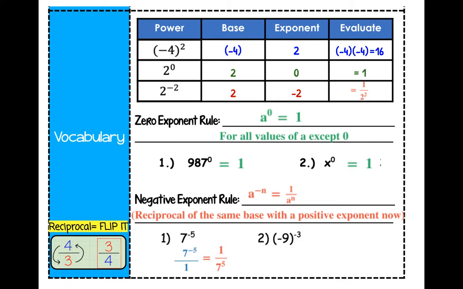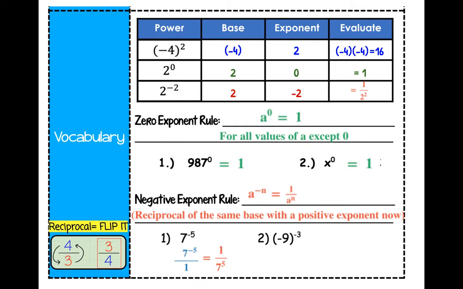Notice how now my 5 is a positive exponent. In the negative exponent rule, you're taking the reciprocal of your original base, of your power. And then instead of having a negative exponent in your denominator, that same exponent is going to be positive. Okay, so let's take a look at the second example.